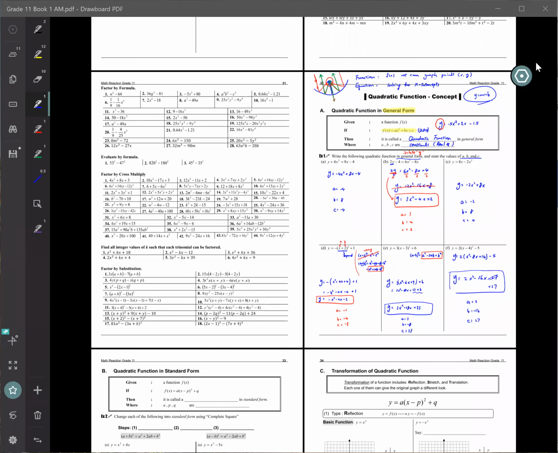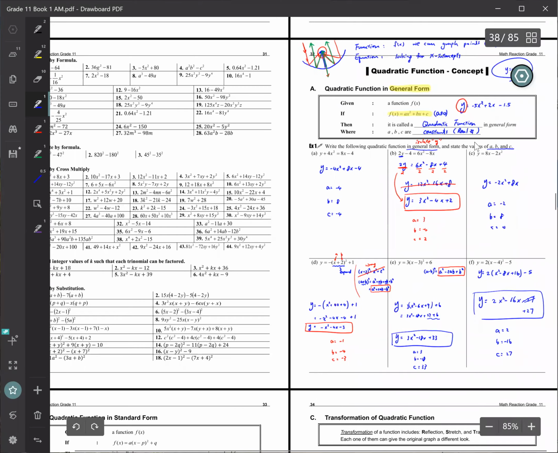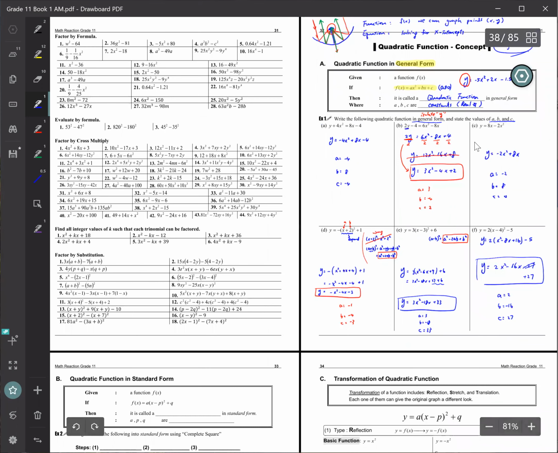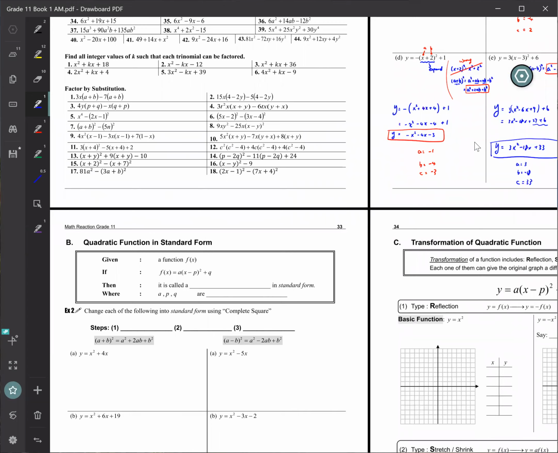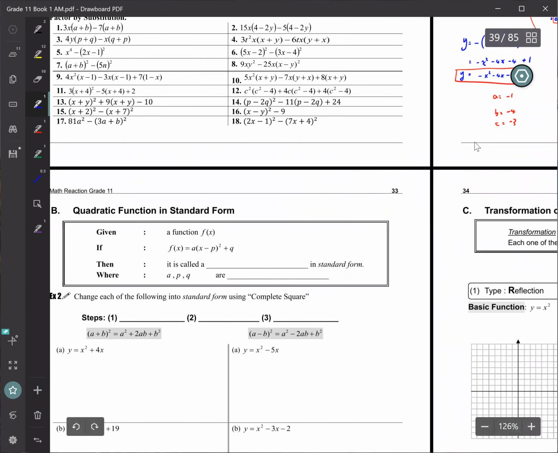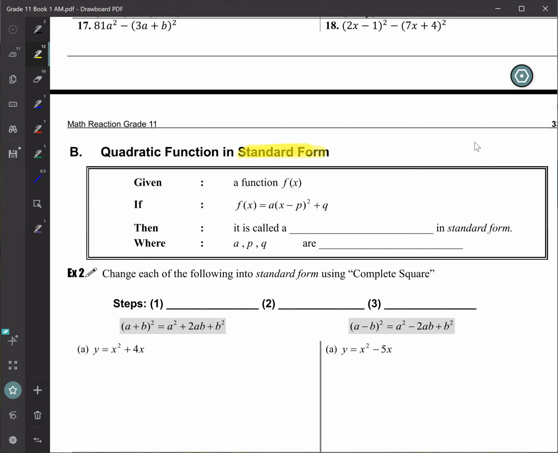All right, so before the break, we went over the general form, right? And then we learned that if we want to get to standard form, which is more useful, we need to start with general form, okay? So now I would like you to compare the form. The standard form, you can highlight this part, quadratic function in standard form. So the standard form needs to look like this.